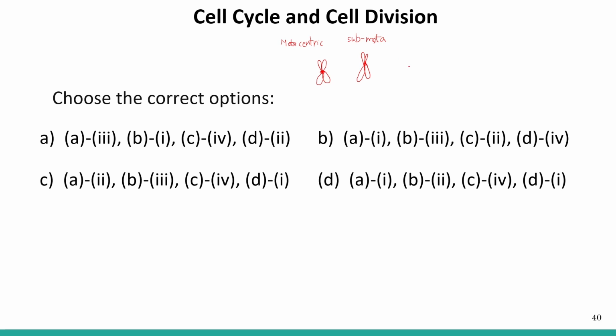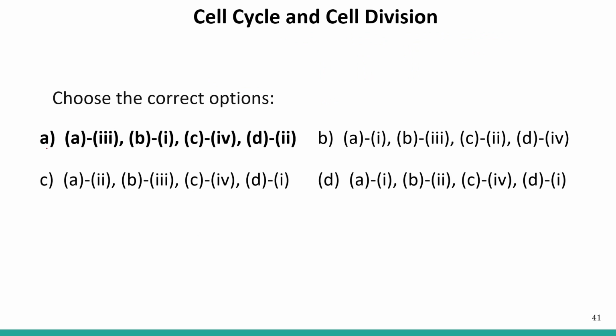Here the centromere is towards one end of the chromosome. So one arm is very short, the other arm is longer. Here the centromere is present towards one of the ends. This is acrocentric. And then we have the last one, which is the telocentric. Here the centromere is at the terminal position. This is telocentric. Position of the centromere is terminal.